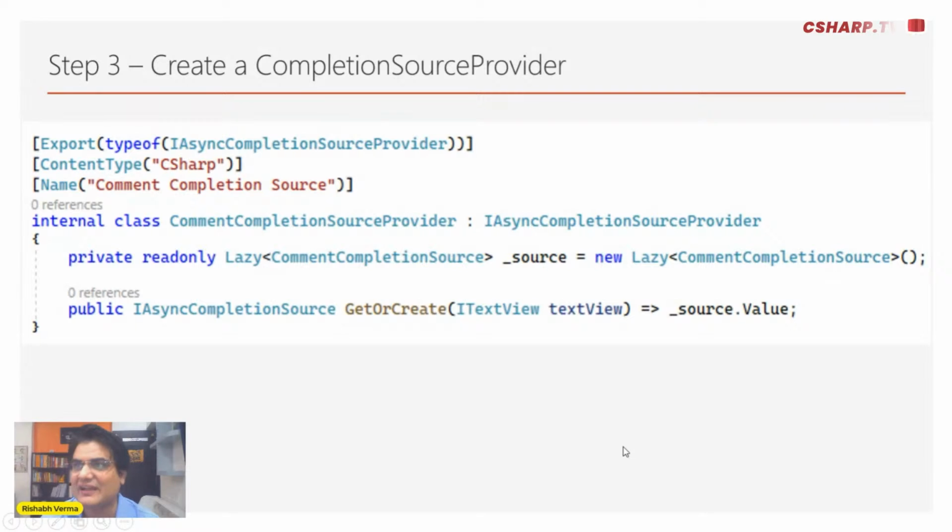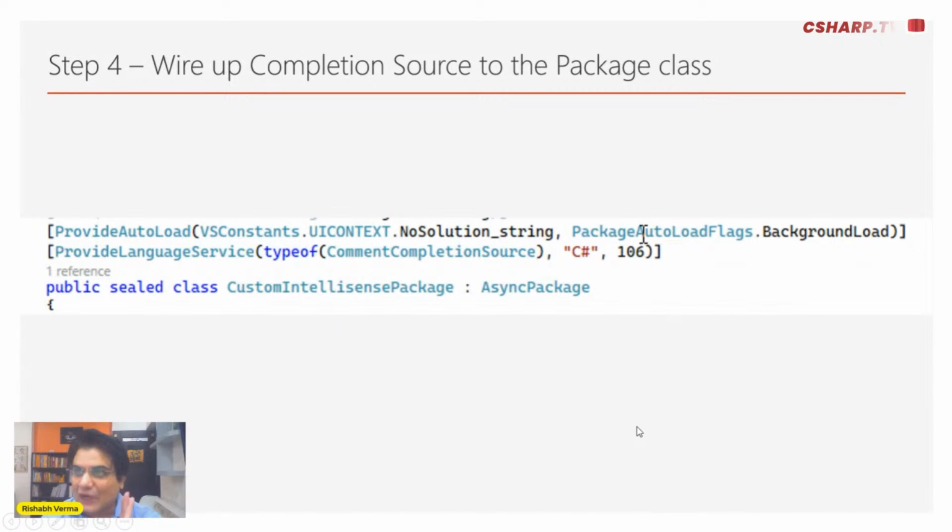So with this, we are done with the coding. Now we need to wire up. To wire up, there will be a package class that is created by the template. In that class, we will decorate two attributes. The first attribute is ProvideAutoLoad. What this does is that it will load this extension in the background, even when the solution is not loaded.